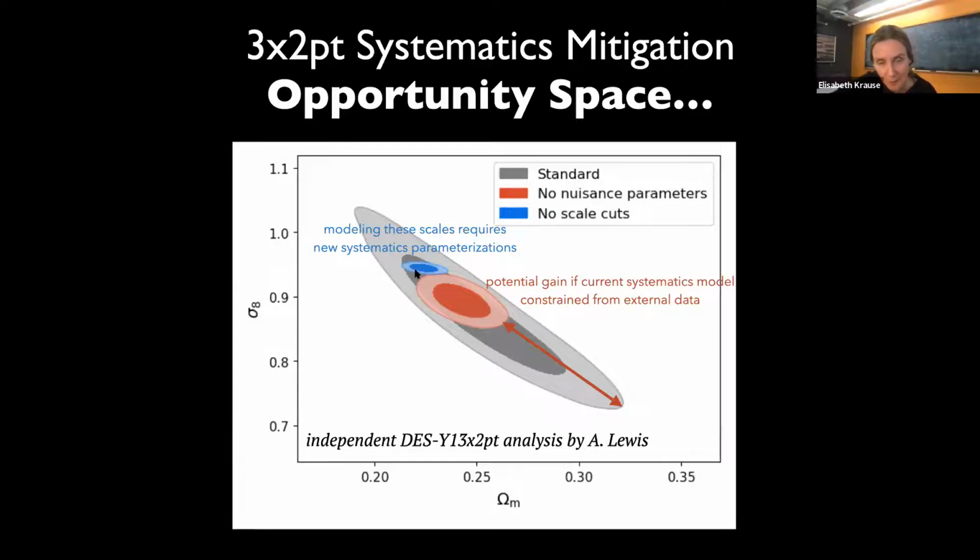Then in the blue contours, he also removed the scale cuts. That is, he included all the signal to noise that we threw out due to modeling uncertainties. That is now a very optimistic view, because modeling these scales requires new systematic parameters. But I hope it highlights that there is still a tremendous opportunity space within this data set.